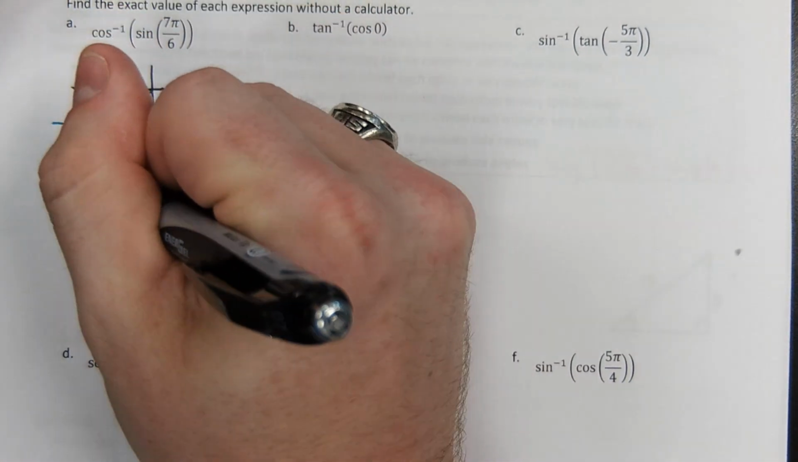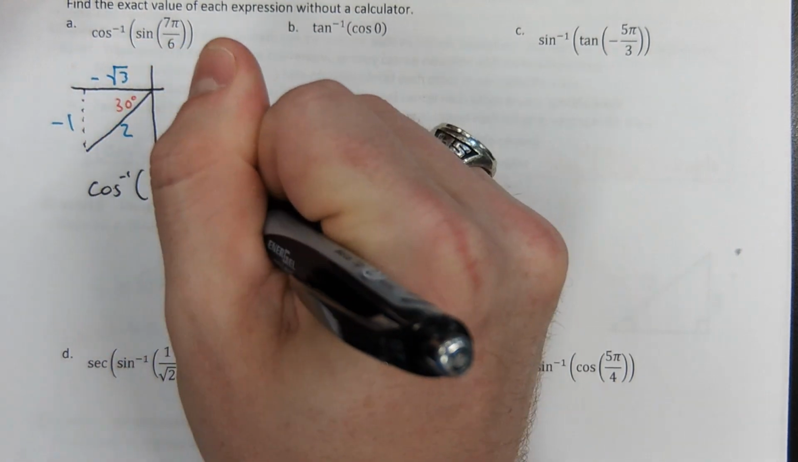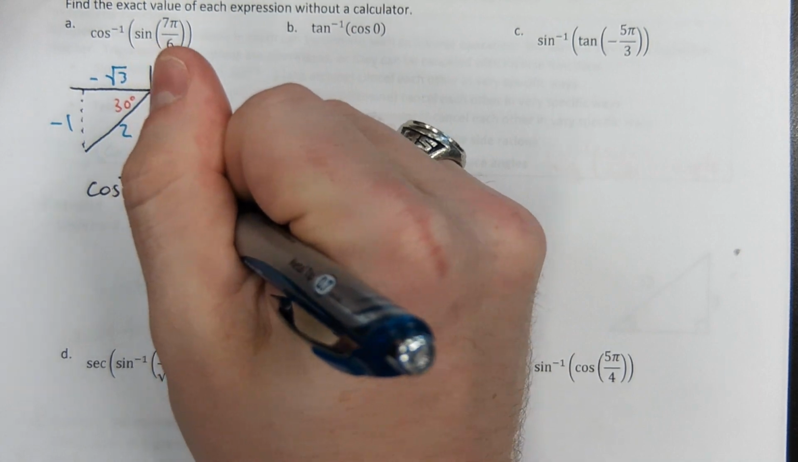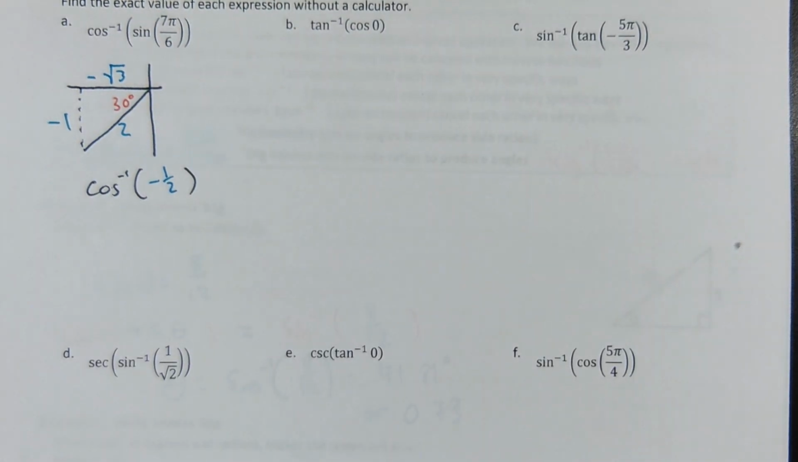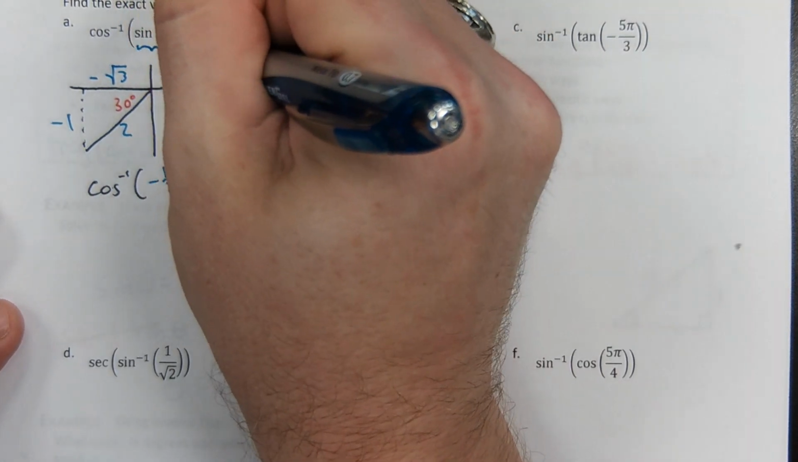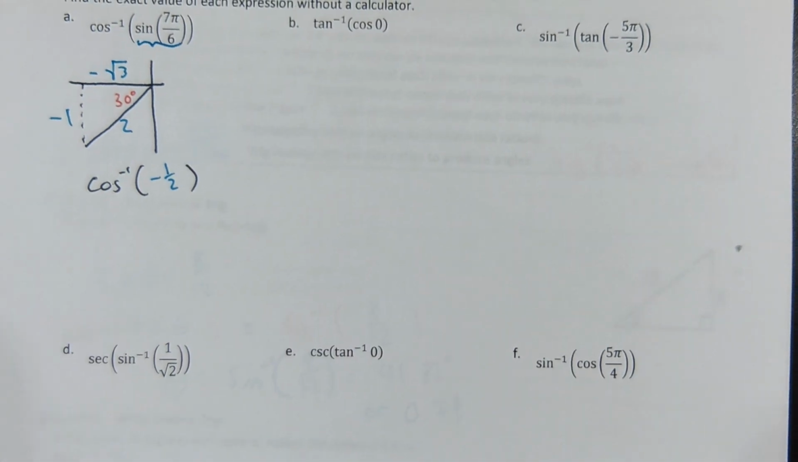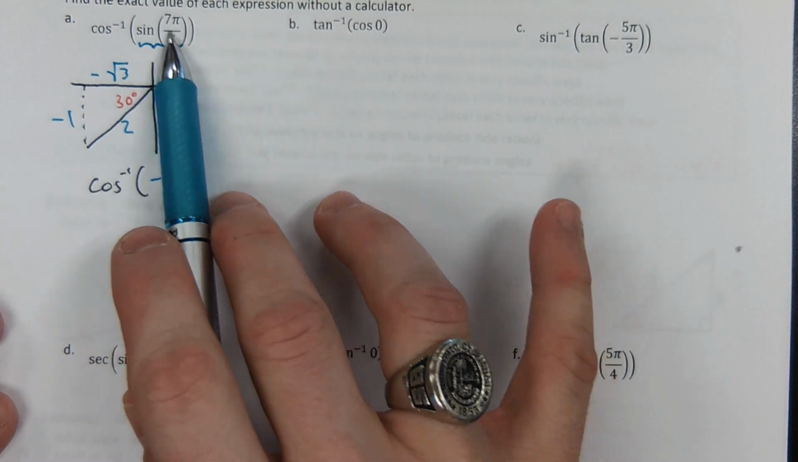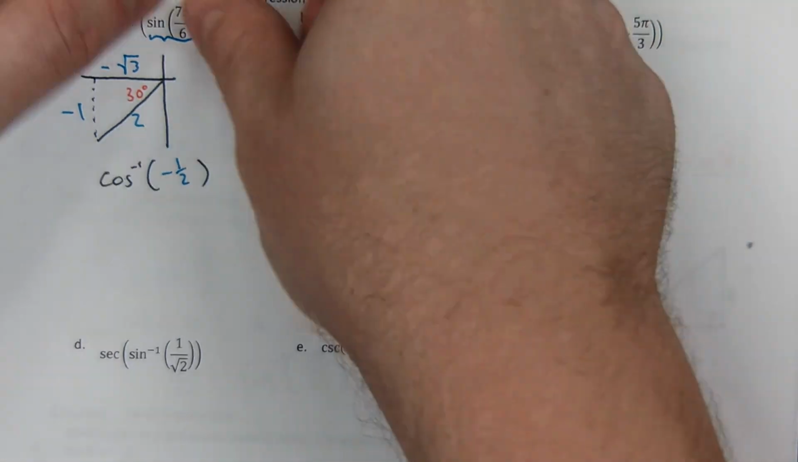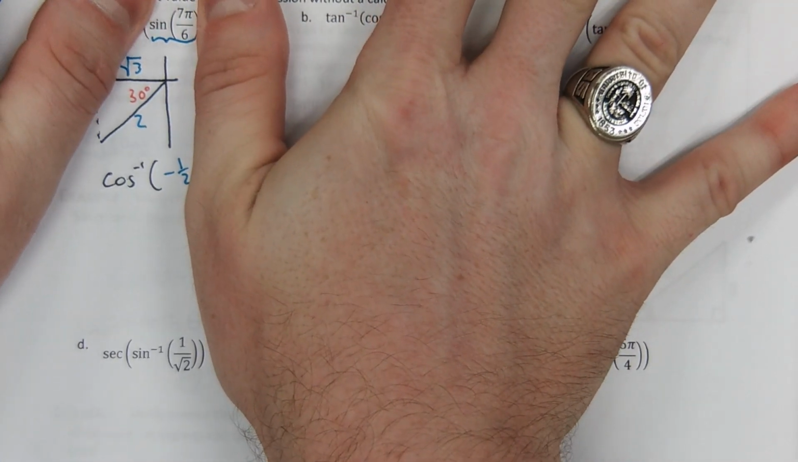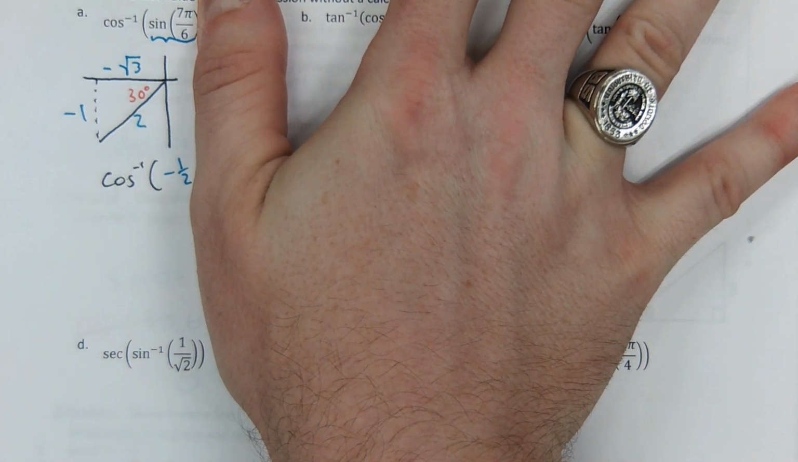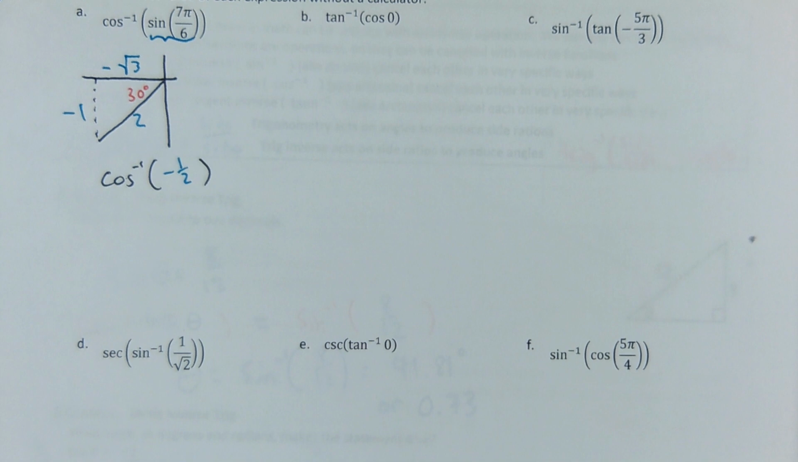Here's what this question now says. Cosine inverse of, and I'll do it in blue because it came from this triangle, -1/2. So this is what we did. We evaluated this part. Wait, so you used the sine? I did sine of 7 pi over 6. No, I evaluated the inside first. Pretend all you saw was this. And I said, what does that equal? That equals -1/2. Which means the stuff on the inside of cosine inverse equals -1/2.